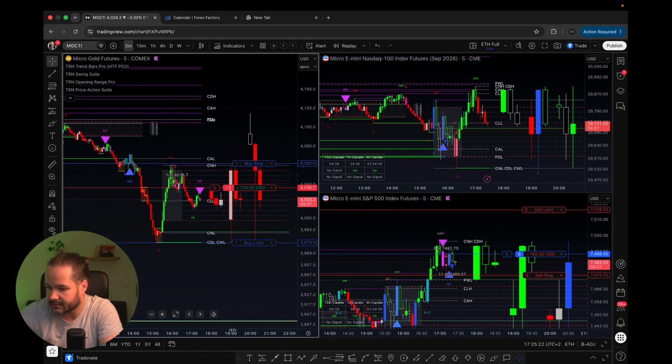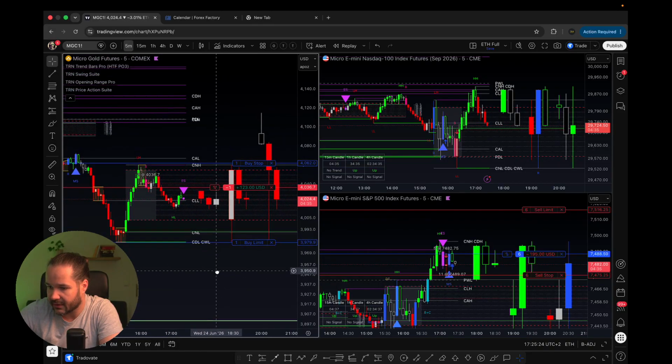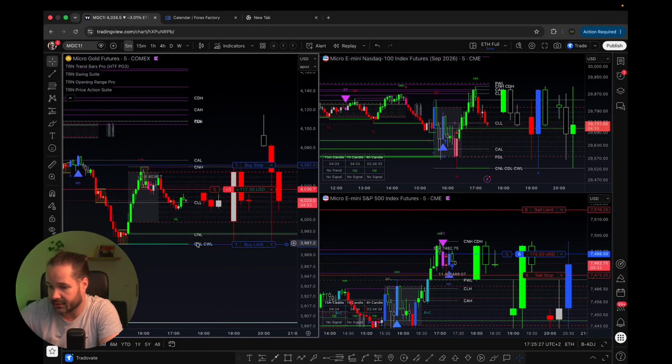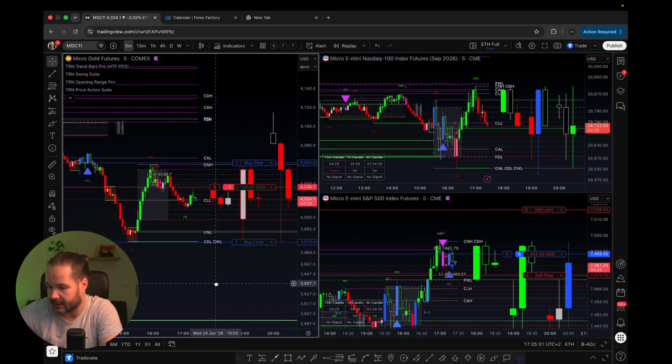Okay. Hopefully this one plays out. We have a good risk reward ratio here as well. So if this one plays out, I will be in profit as well.